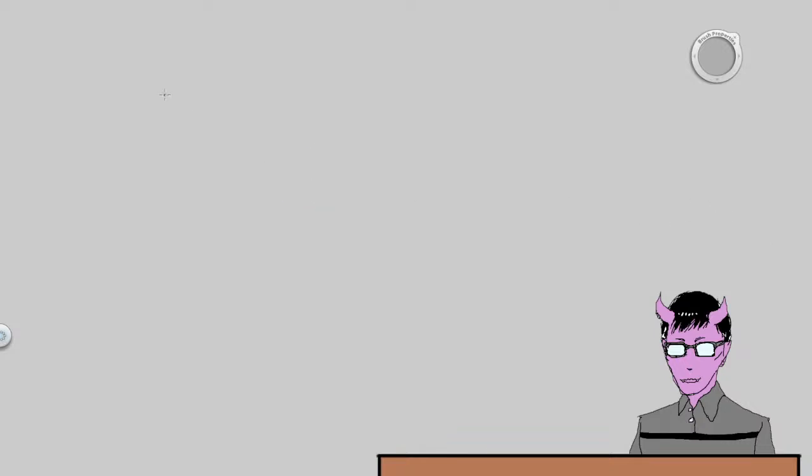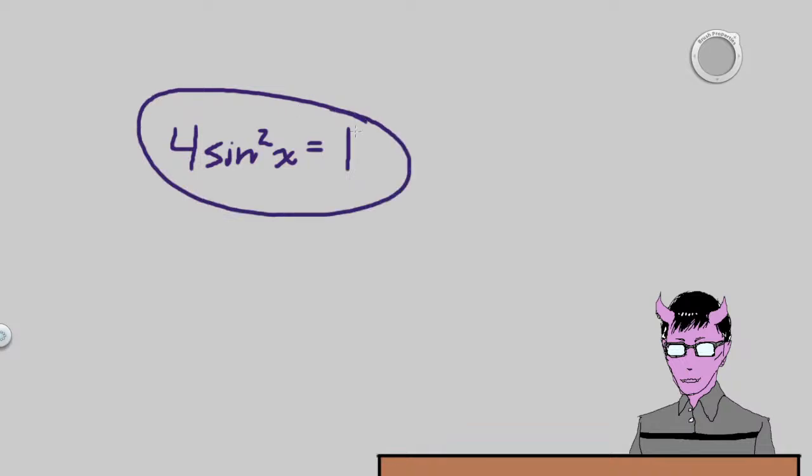So what do we have? We have here 4 sine squared x is equal to 1. So we have different strats. You can subtract 1 from both sides, or you could just divide both sides by 4 and then take the square root of both sides. Very similar to the previous problem. You can force a difference of 2 squares, solving it thusly, or you can just simply take square root. Isolate and take square root.